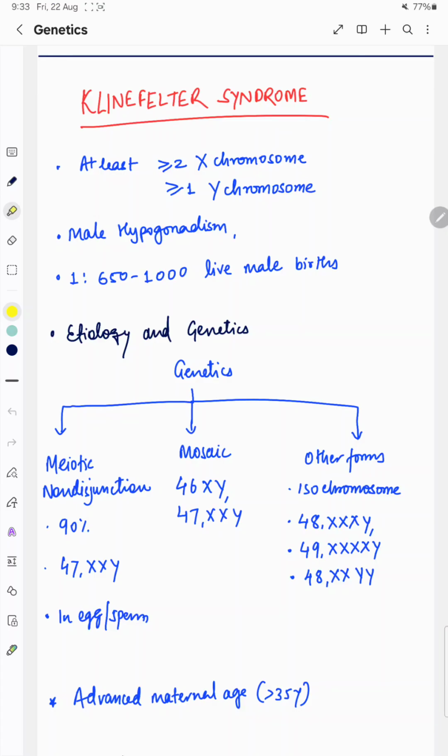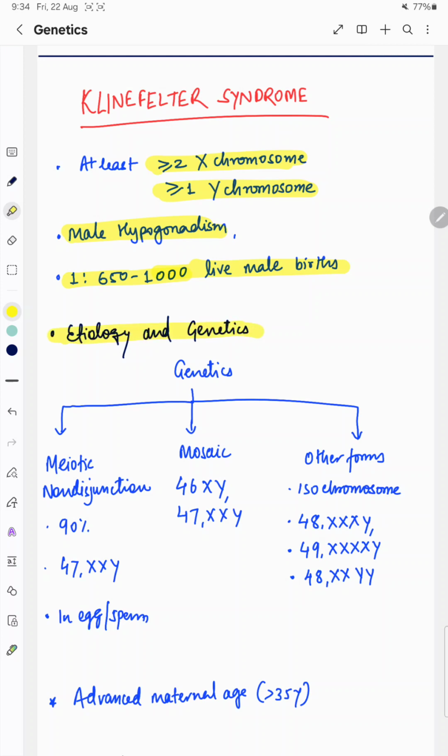So, Klinefelter syndrome is responsible for male hypogonadism, and it is defined as 2 or more X chromosomes and 1 or more Y chromosome in the karyotype. This is a very common condition. The incidence is 1 in 650 to 1000 live male births.